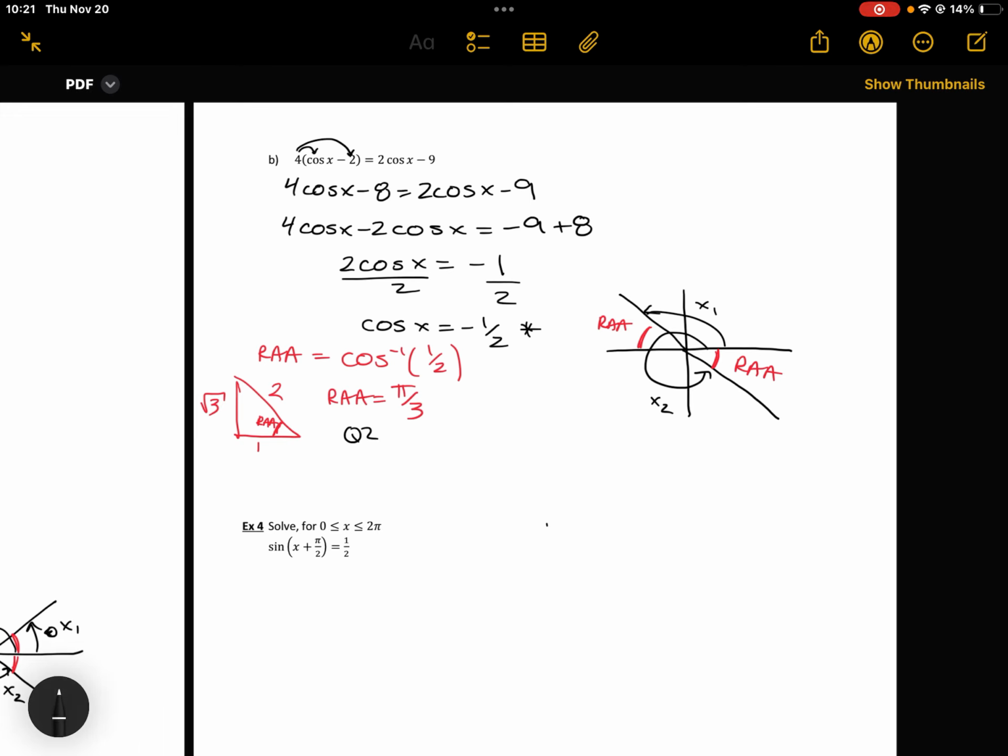So my solution in quadrant 2 is pi minus pi over 3, which gives me a final solution of 2 pi over 3. And in quadrant 4, my solution is 2 pi minus pi over 3, which gives me a solution of 5 pi over 3.